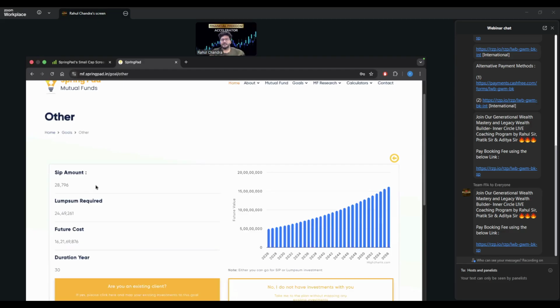With a little bit of Excel or a few good mutual fund calculators, you can do this. But where does the problem lie? Okay, 28,796 rupees, where should we invest? That is the main problem. And then what do we do? We go and see which fund has performed well historically, choose those funds, and then we invest. And let's say 28,000, right?